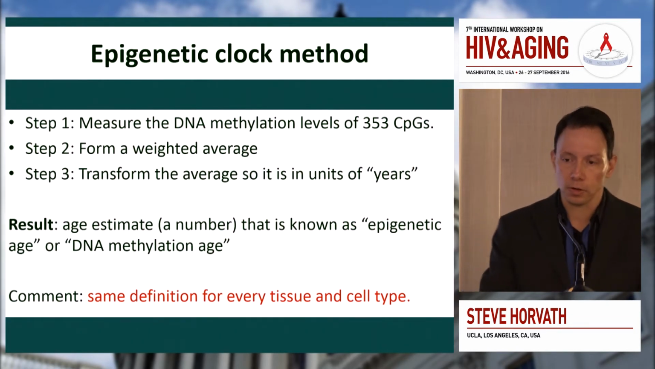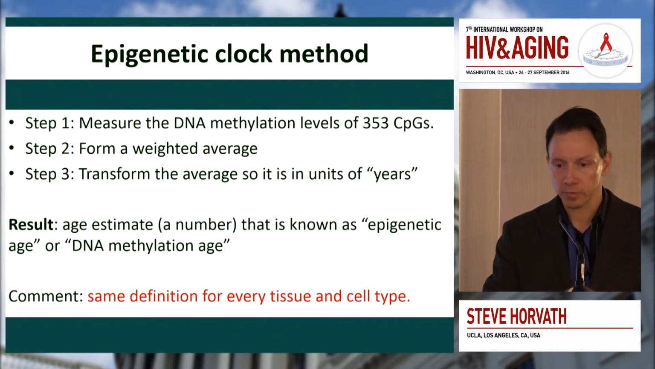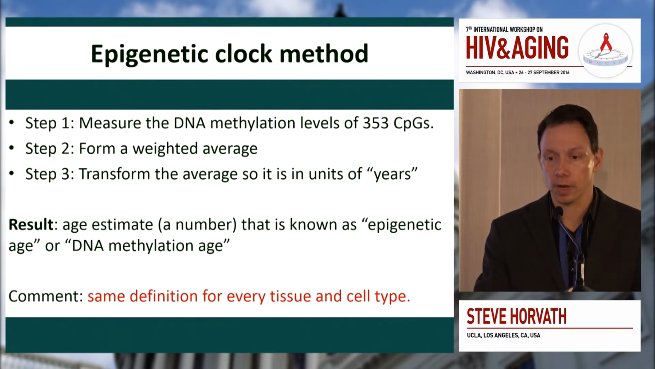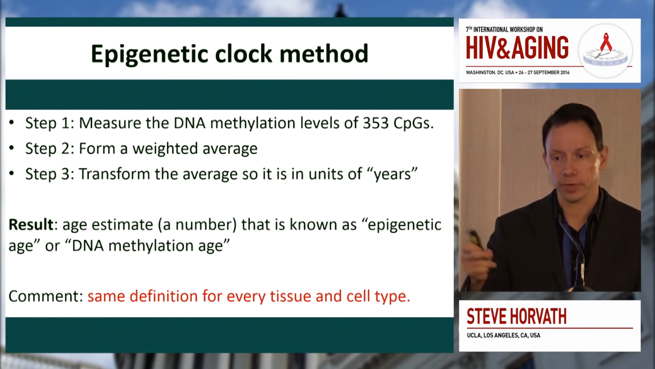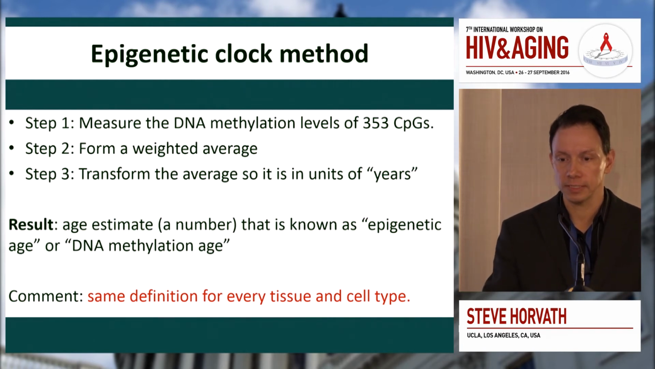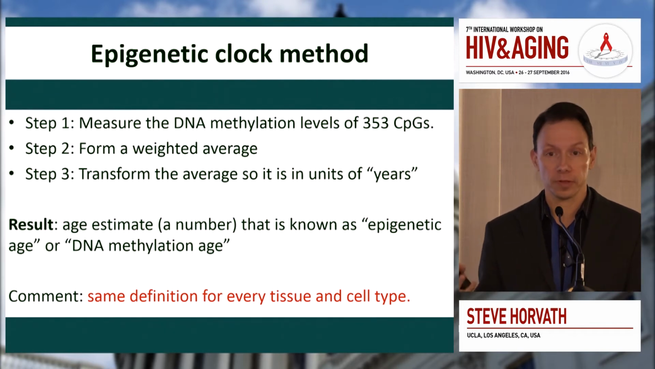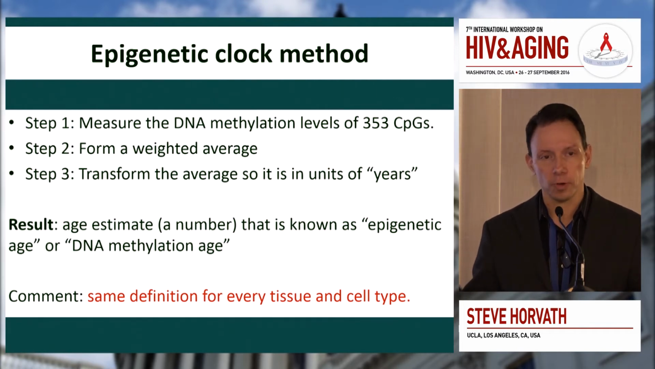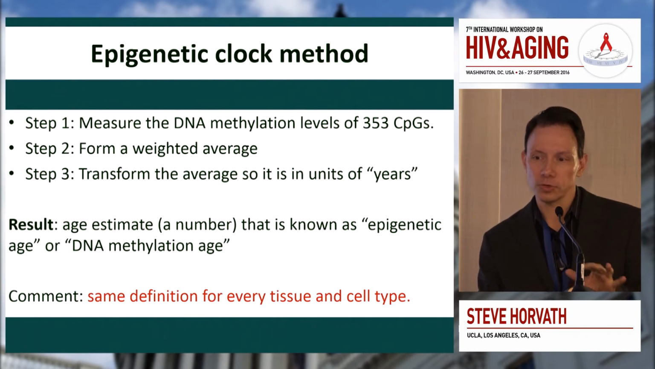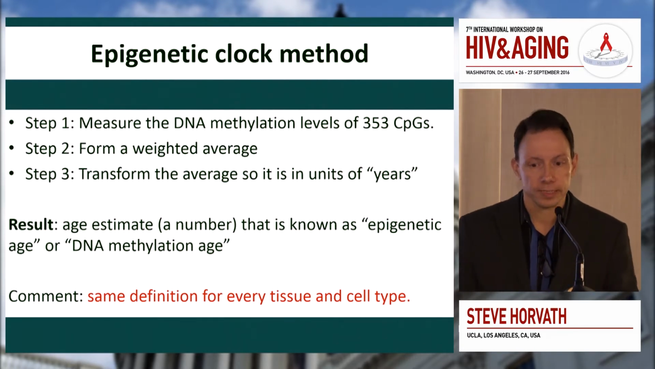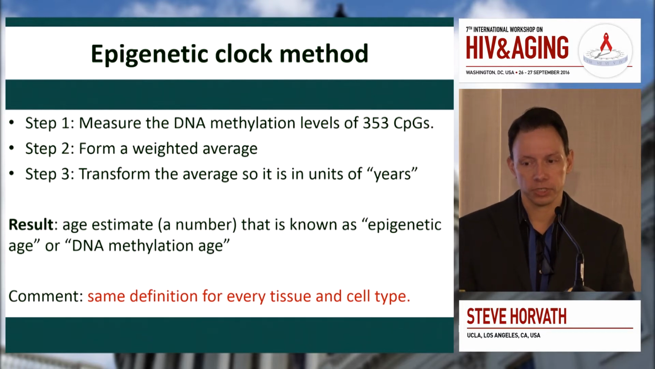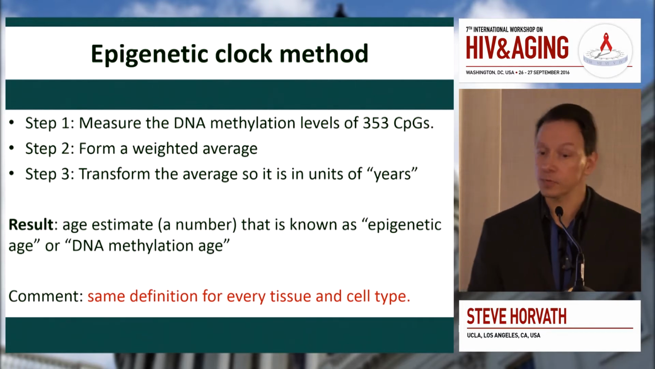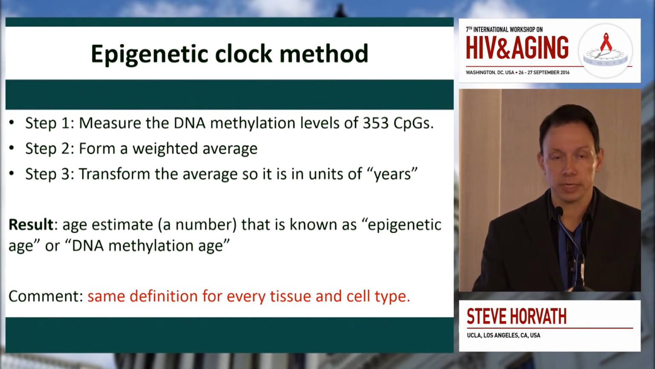So the epigenetic clock method is comprised of 3 steps. In step number 1, we measure these methylation levels of these 353 CpGs. And so we have 353 numbers. And then we form a weighted average based on the regression coefficients. And that weighted average is not yet in units of years. So therefore, in step 3, we transform this average so that it's in units of years. And the result is known as epigenetic age or methylation age.